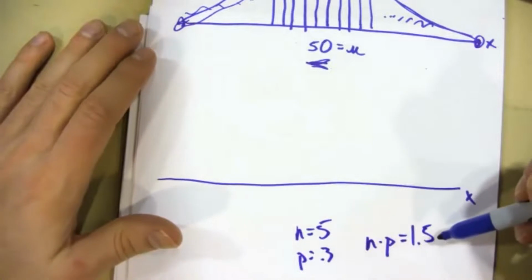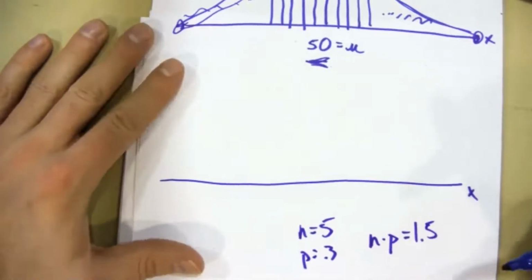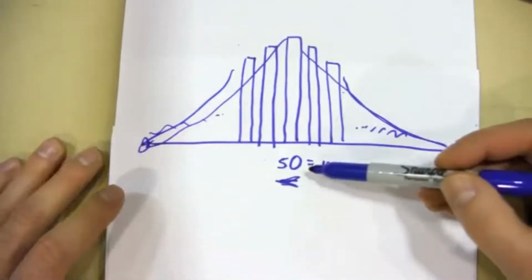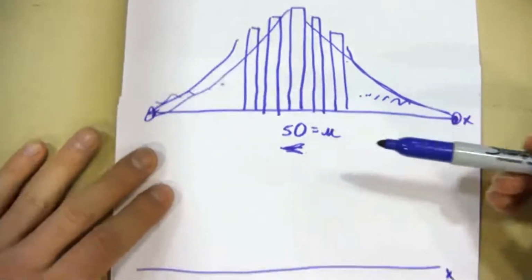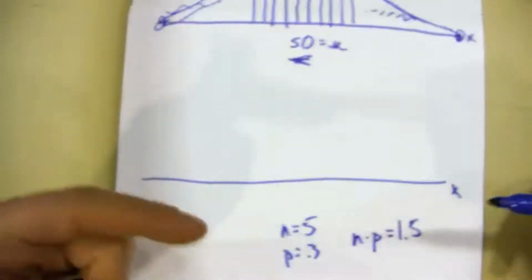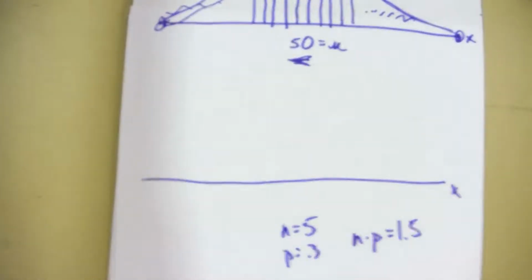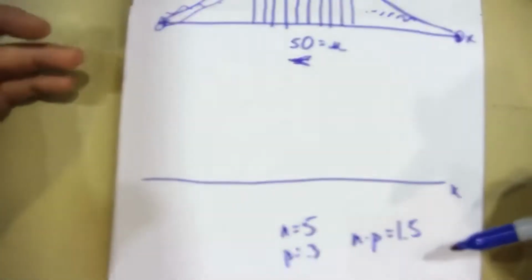So the most likely outcome for me to see is 1.5. Well, here now I've got an issue. Right before, I could see exactly 50 heads. Here, I can either see 0, 1, 2, 3, 4, or exactly 5 people have a degree. Right? I can't see 1.5%, you know.